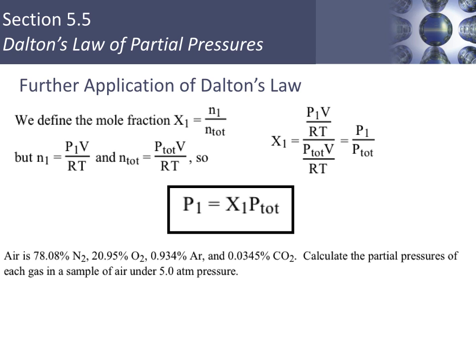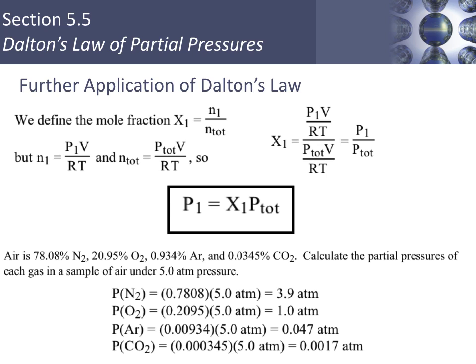Calculate the partial pressure of each gas in a sample under 5 atm of pressure. The way that you would do that is say the partial pressure of nitrogen is going to equal that percentage times 5 atm, right? We're looking at the mole fraction. So it's going to be 3.9 atm. Partial pressure of oxygen is going to equal that percentage times 5 atm, and so on. And that is it for Section 5.